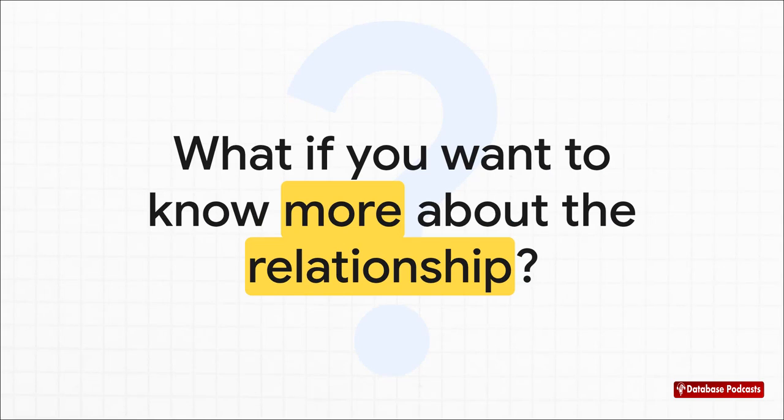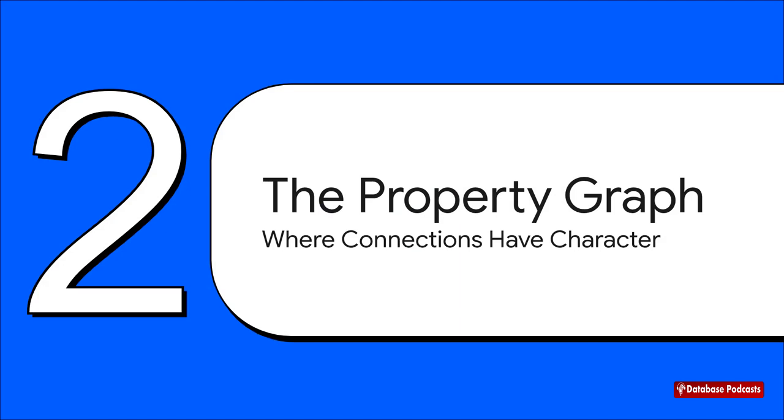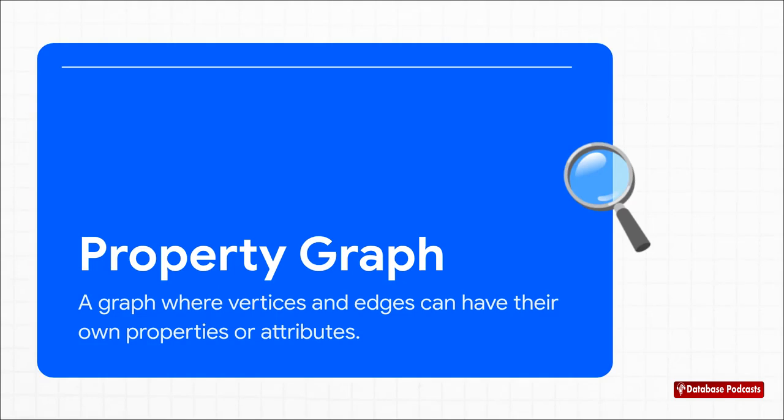What if we need to know more about that friendship? How strong is it really? When did it start? Is it a professional connection or a personal one? Just knowing a link exists, well, it isn't enough to find the real insights, is it? And this is exactly where the property graph comes in. It's the model that finally gives our connections their own distinct character and lets them tell their own story. So, to put it simply, a property graph is a model where you can attach properties, simple key-value pairs, not just to your data points or vertices, but also directly onto the relationships or edges that connect them. And that right there, that is the absolute game changer.